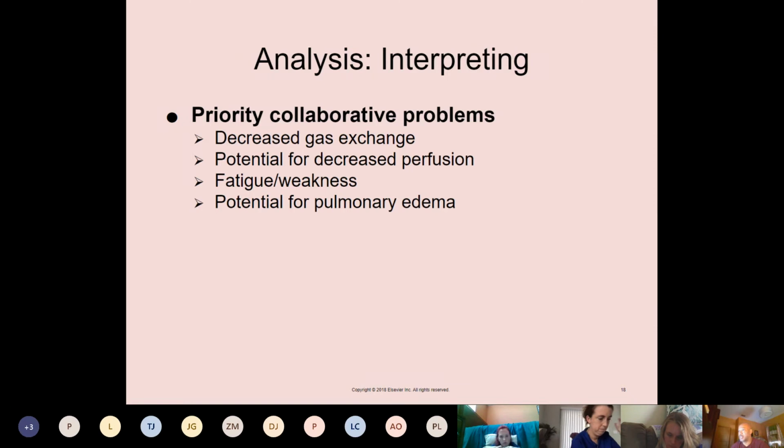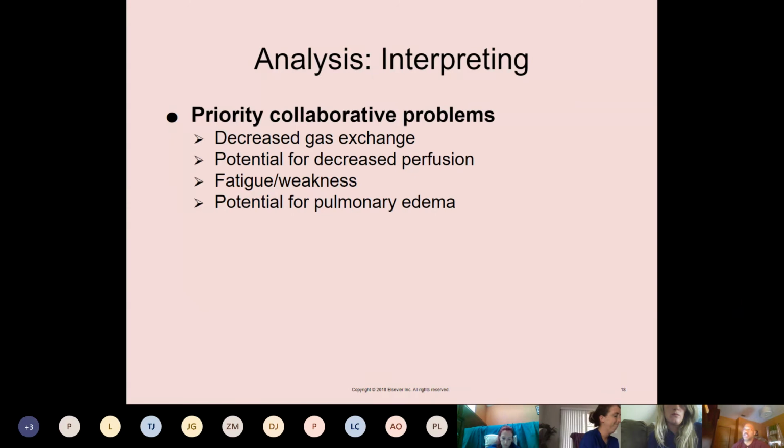All right, so I'm going to get you all to read the rest of this information in this slide, pretty self-explanatory. For example, as far as decreased gas exchange, the expected outcome is that the patient would have optimal spontaneous breathing pattern that increases gas exchange and maintains a serum CO2 level within normal limits.